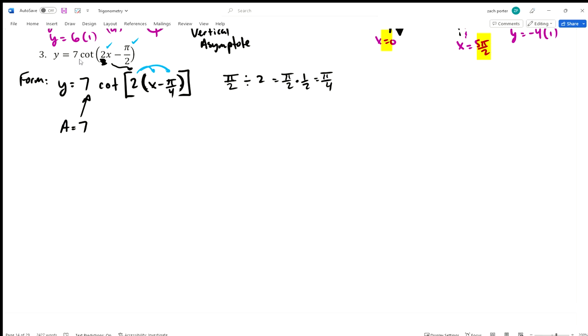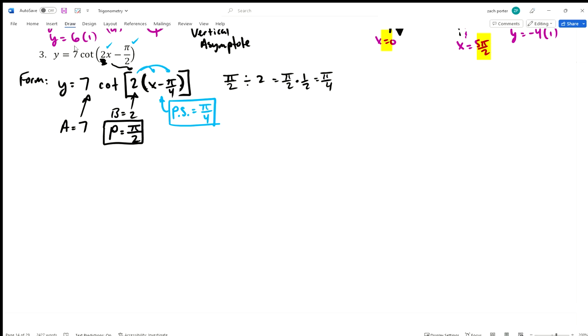So A is 7. B is 2, which tells us our period. Remember, cotangent's period is pi over whatever the B value is, so it'd be pi over 2. And then here is our phase shift, so I'm going to mark that in blue. Our phase shift or horizontal shift is positive pi fourths. Remember to change the sign of whatever it's with in the parentheses. So x minus pi fourths means the phase shift is positive pi fourths.